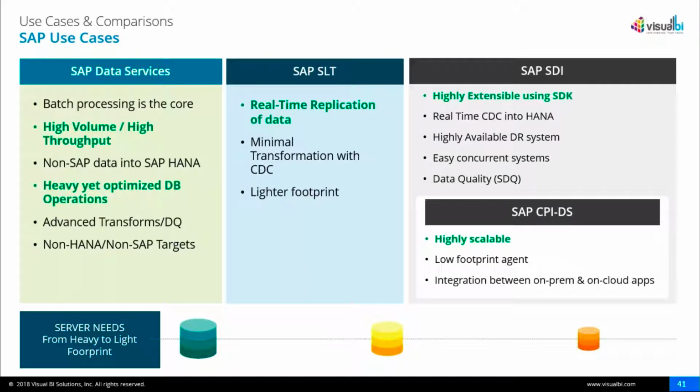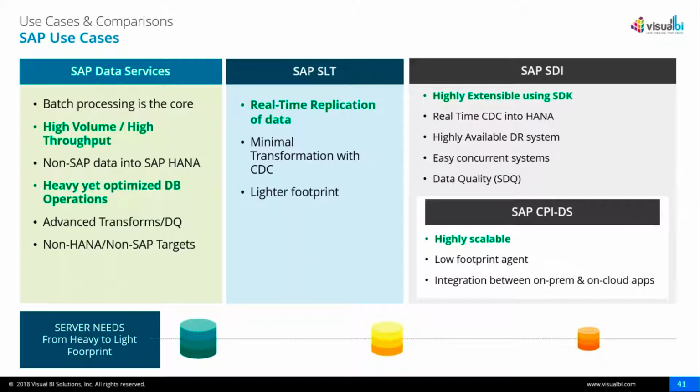If you are using HANA as your mainstream data warehouse in-memory computing platform, and you want a highly extensible SDK-based ETL tool that can help you write your own adapters for connectivity, and it also gives you data quality on the fly, and a lot of other advanced capabilities within HANA, with in-memory computing advantages as well, then SAP Smart Data Integration is definitely the way to go. It can also create highly available DR systems. You can create easy concurrent systems using Smart Data Integration. And CPDS, which is a small subset of capability from SDI, offers a very low footprint to integrate data from an on-premise system to an on-cloud application.